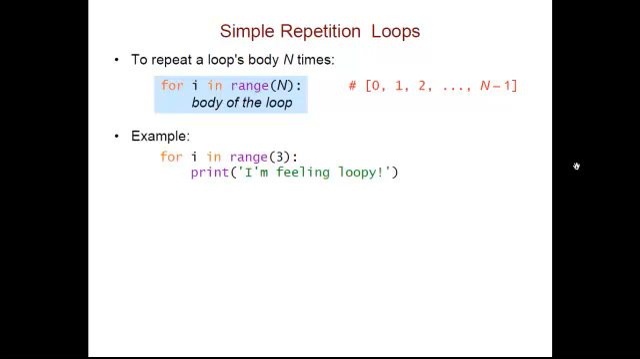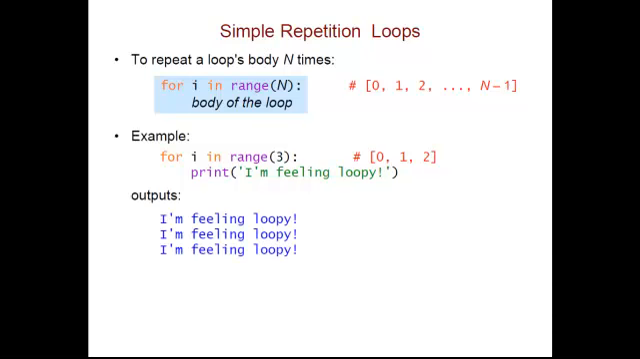For example, if I have this loop, because I have range(3), that's equivalent to the list 0, 1, 2, and so I will end up printing "I'm feeling loopy" 3 times. If I change range(3) to range(5), because that's equivalent to this list from 0 to 4, which has 5 values in it, I'm going to end up printing the string 5 times.